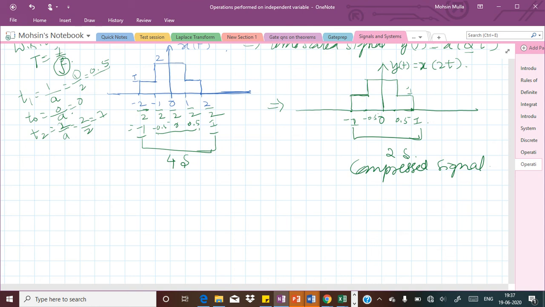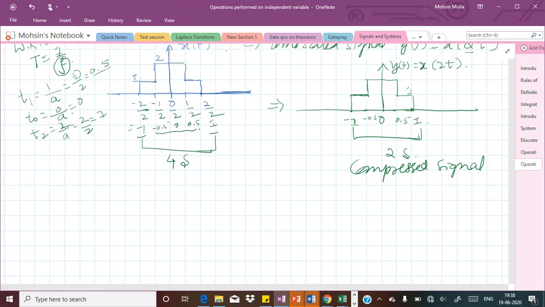You might have seen playing speeds in YouTube videos like 0.5, 0.2, 1.5 and so on. Speeds higher than one mean the speed increases and the signal gets compressed. I hope you understand that.